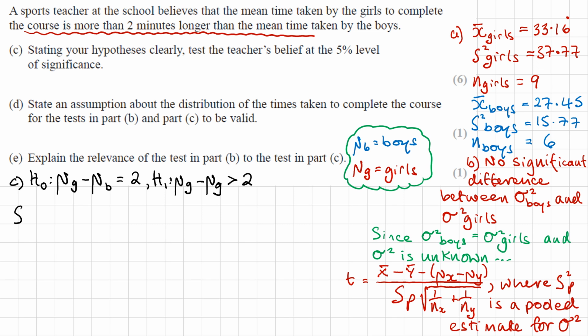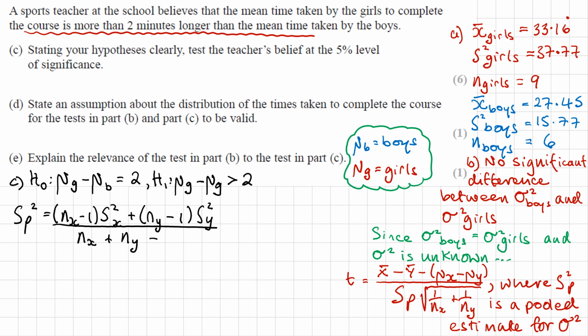So let's start by calculating the pooled variance. Now I'll just go through the formula for that. So that will be n_x minus 1 times the variance of x, plus the number in my second sample minus 1 times the variance of that sample, and that's going to be divided by n_x plus n_y, so the sum of the numbers in the samples, minus 2.